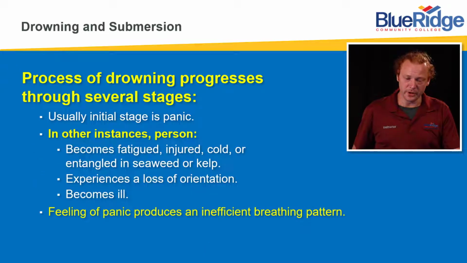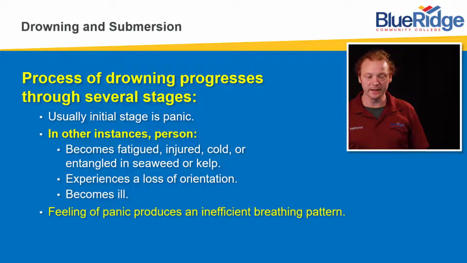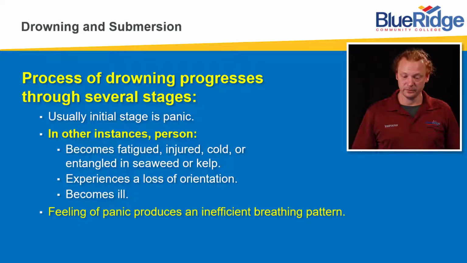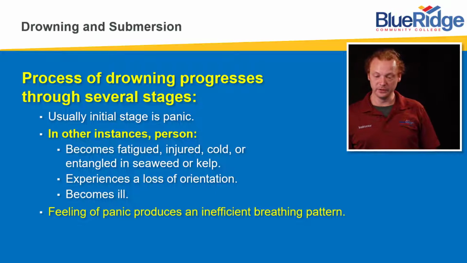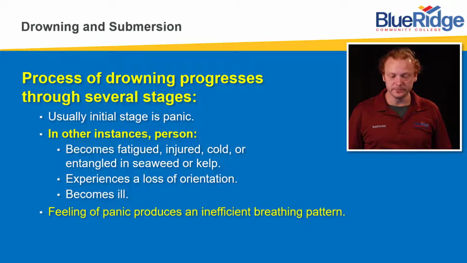The process of drowning progresses through several stages. Usually the initial stage is panic as the person realizes that something is wrong. In other instances, the person becomes fatigued, injured, cold, or entangled in seaweed or kelp or some kind of submerged branches or strainers in the rivers, experiences a loss of orientation, and becomes ill.